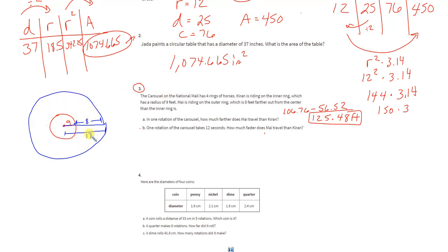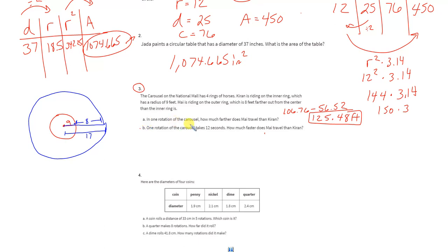The reason I have it drawn like this is because it says that the inner ring, which Kieran is on, is 9 radius, so that would look like this red circle. So that's Kieran in red. And then in blue, it says that May is on the outer ring, which is 8 feet further away from the center than the inner. So there's an 8-foot difference between the end of the inner circle and the outer, which makes May's radius 17. Okay, so May has a radius of 17 and Kieran has a radius of 9.